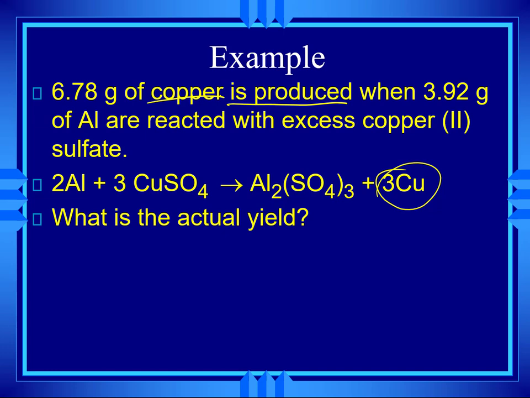Okay. So what is the actual yield? The actual amount of product I made was 6.8 grams of copper. They had to tell it to me in the problem. I copied this number right there, because it told me how much copper is produced. Okay, what's the theoretical yield?